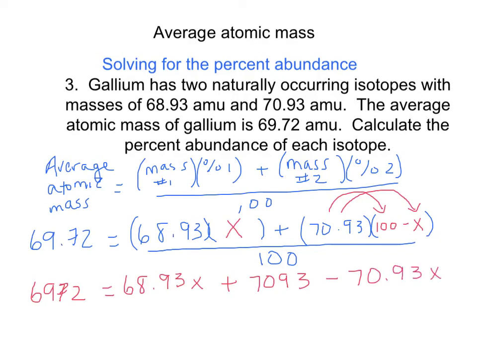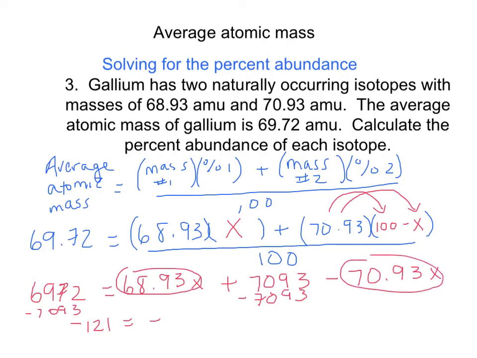Now, taking my calculator, I'm going to get the x's on one side and the numbers without an x on another side. And so I'm going to subtract 7,093 from 6,972. So I'm going to do minus 7,093 from both sides. And then what that leaves me over here is negative 121. And this will equal, after we combine this number and this number, negative 2x.